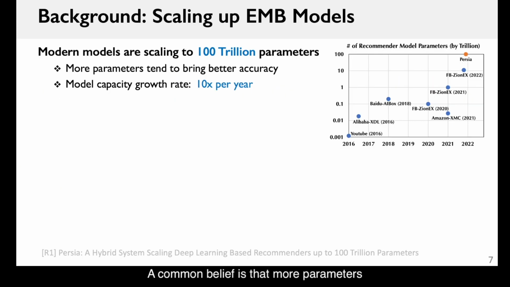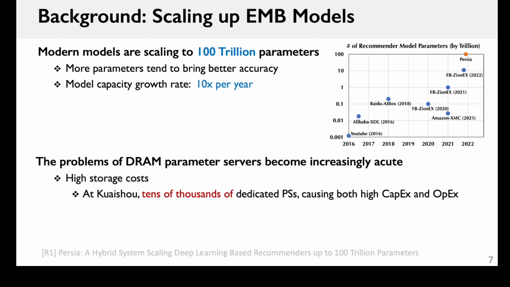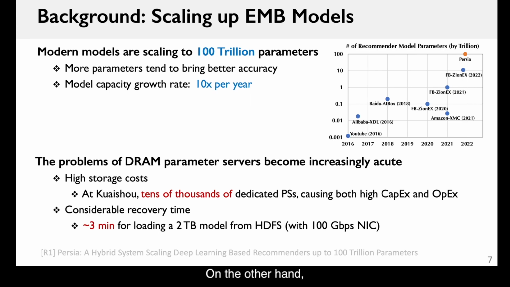A common belief is that more parameters tend to bring higher model accuracy. Recently, the parameter capacity of embedding models has grown at a rate of 10 times per year, and now has reached the hundred of trillions level. This trend makes the problem of DRAM PS become prominent. On one hand, it causes high storage costs. At Kuaishou, tens of thousands of dedicated PSs cause both high capex and opex. On the other hand, it takes considerable recovery time. When a PS outages, it takes 3 minutes to load a 2 TB checkpoint from HDFS, which may violate SLA.